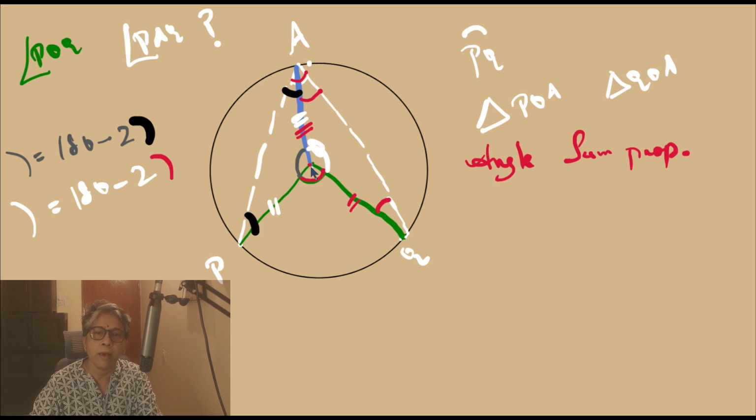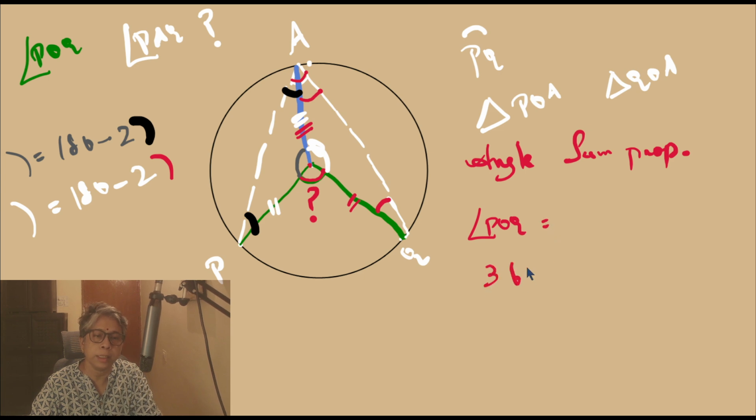Fine. So around O, I now know two angles. One is 180 minus 2 black, and one is 180 minus 2 red. So what is the angle which we are looking for? Angle POQ. What would angle POQ be? It would be equal to 360 minus all of this.